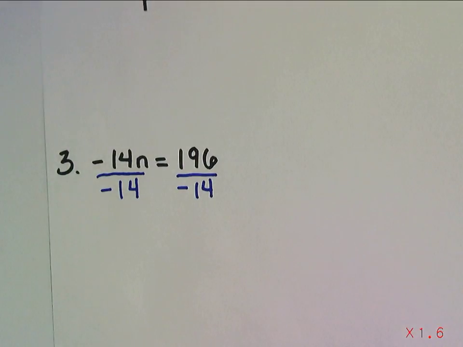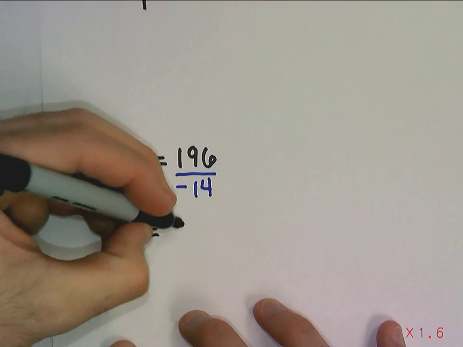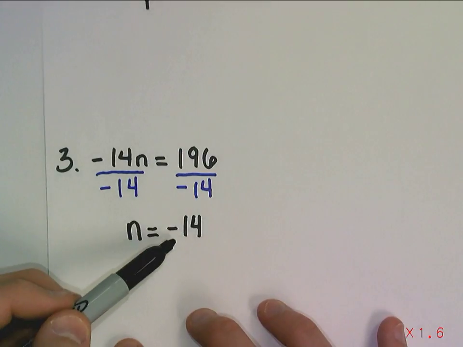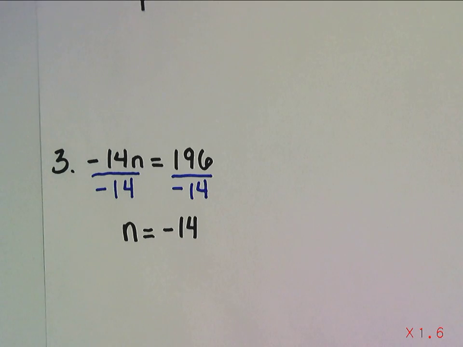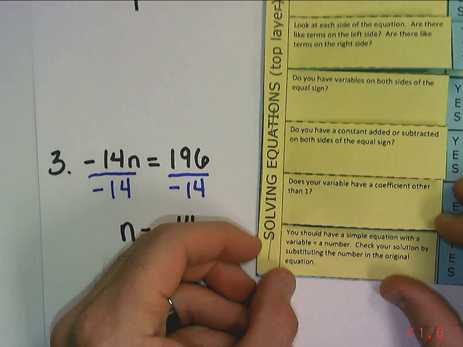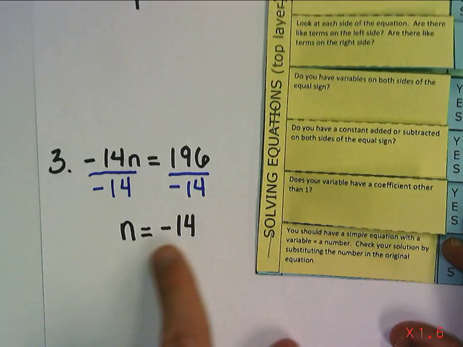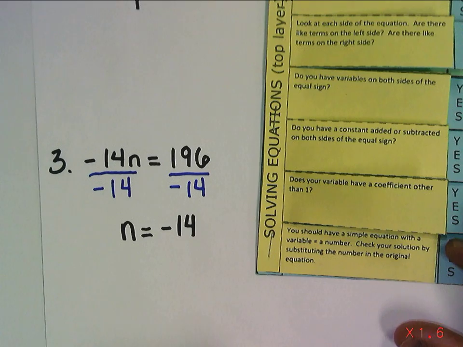So if I were to do 196 divided by negative 14, I would get negative 14 as my answer, because negative 14 times negative 14 is 196, and we'll show that in the check here real quick. Let's look back at our foldable though for a second. It says you should have a simple equation with a variable equals a number. We have that, so we've met that requirement.